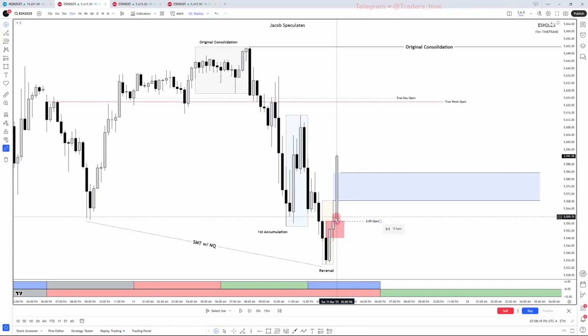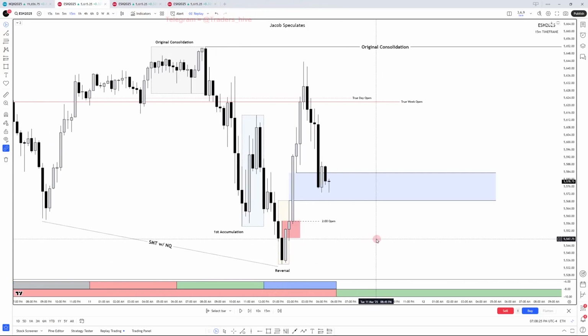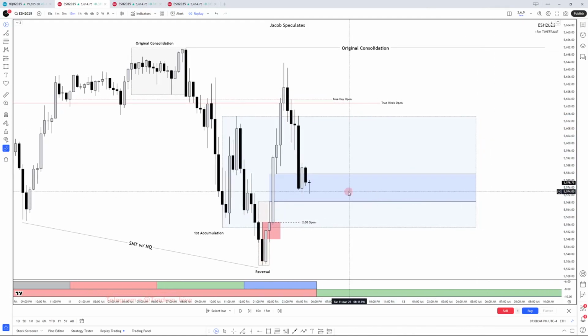But if you miss this right here, let's play the tape. What did I tell you in that Saturday lecture? If a fair value gap forms after price breaks through that first phase accumulation. Exactly. So this would be the universal model.